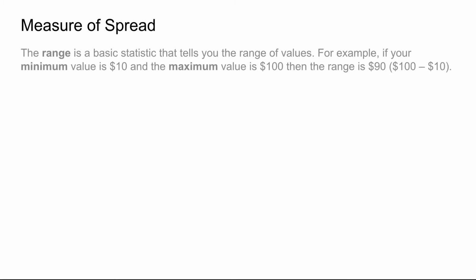Okay, so the first thing we can talk about is the range. The range is a basic statistic that tells you the range of values. For example, you can find the minimum and the maximum of the values. If the maximum is 100 and the minimum is 10, then the range is the difference between those two. So 100 minus 10. So you can find the range as maximum minus minimum. Okay, range is maximum value minus minimum value.